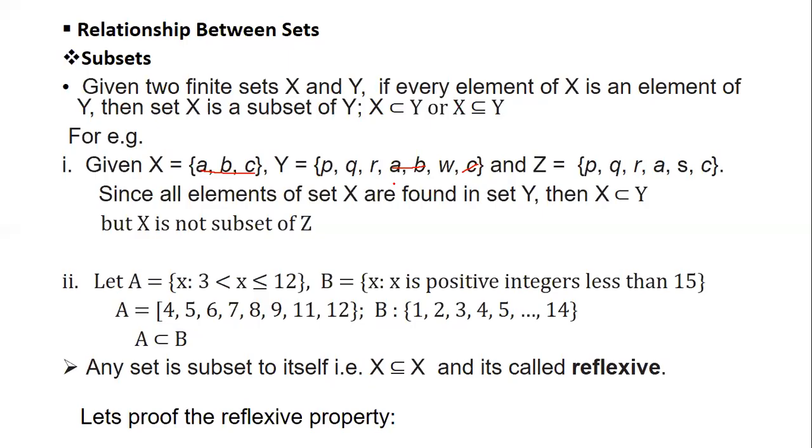Now, if you compare X and Z, not every member in X is also found in Z, and not every member in Z is also found in X. So therefore, we can't say that X is a subset of Z, or Z is a subset of X. No.